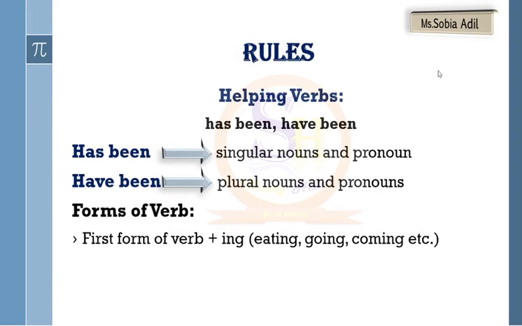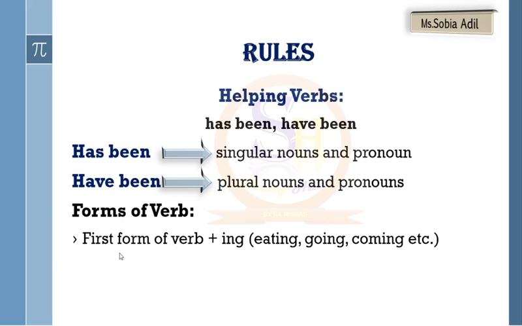Okay, talking about the helping verb, students. I told you in the present perfect tense that we use has, have. Now here we are talking about the present perfect continuous, a mixture of both. So here you will use has been and have been because we are to use ing, right? Has been will be used with third person singulars like he, she, it, or singular nouns. Have been will be used with I, we, they, you, or plural nouns or pronouns.